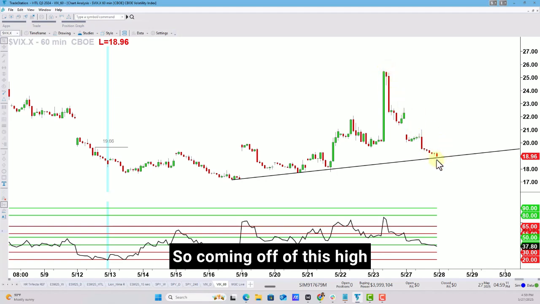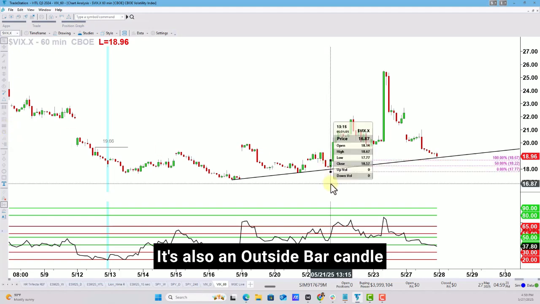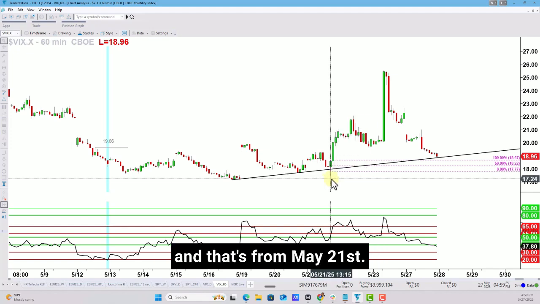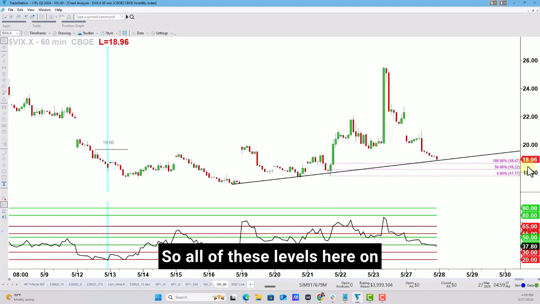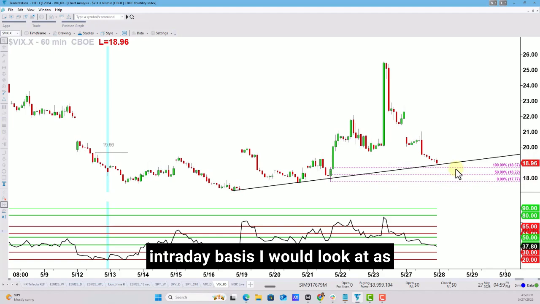So coming off of this high in the VIX has correlated with the stock market going up and especially having a strong day today, the first Tuesday after the holiday. But check this out. We are back at a support area. It's also an outside bar candle, and that's from May 21st. So all of these levels here on an intraday basis, I would look at as important support for the VIX. I don't necessarily think they're going to hold, but I do think that you should be watching to make sure the VIX is able to push back down through them.